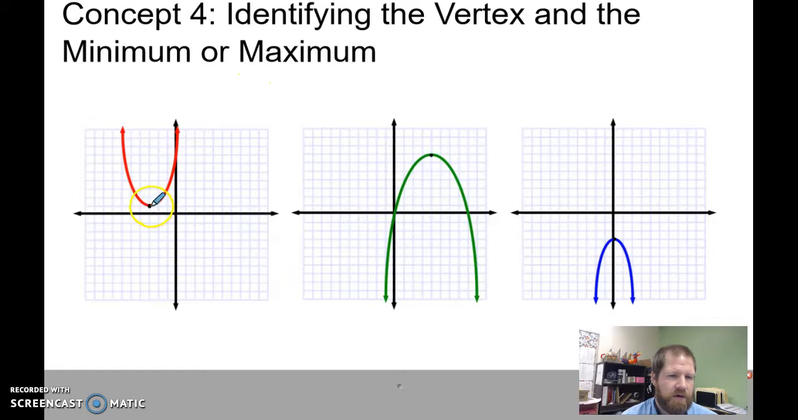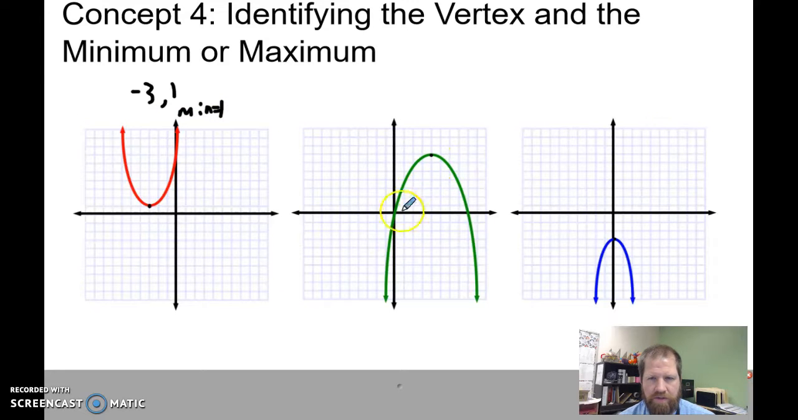Okay. So the vertex for this parabola is at -3, 1. Okay. That'll be my vertex. So my minimum, because my parabola opens upward and it keeps going upwards forever, my minimum is going to be 1. Okay. Minimum is 1.